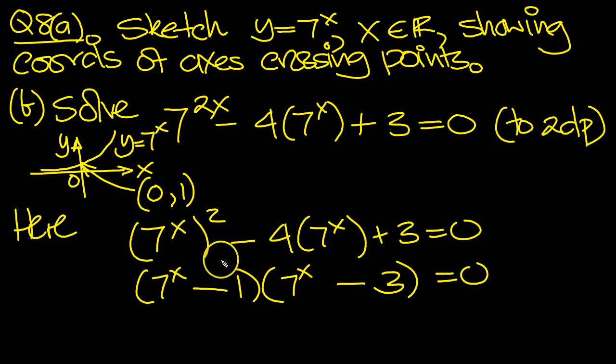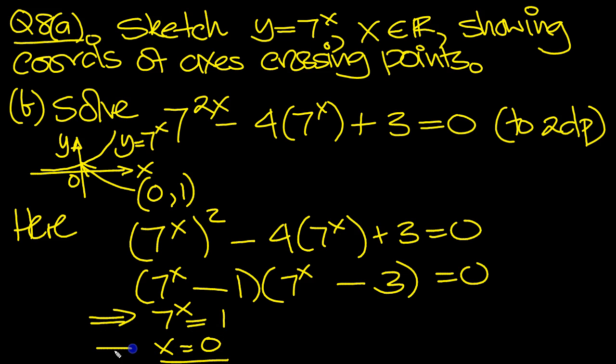So let's expand the bracket then. 7 to the x times 7 to the x gives us 7 to the x squared. Minus 3 lots of it, minus 1 lot of it, makes minus 4 lots of it. And then minus times a minus is a plus, 3 times 1 is 3. So that's what we've got there. That tells us that 7 to the x equals 1. And we know that is 1 when x is 0. So that tells us x equals 0 here.